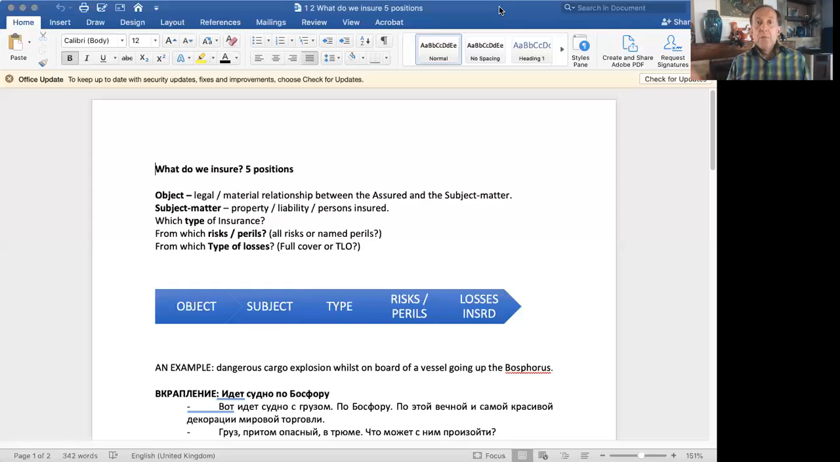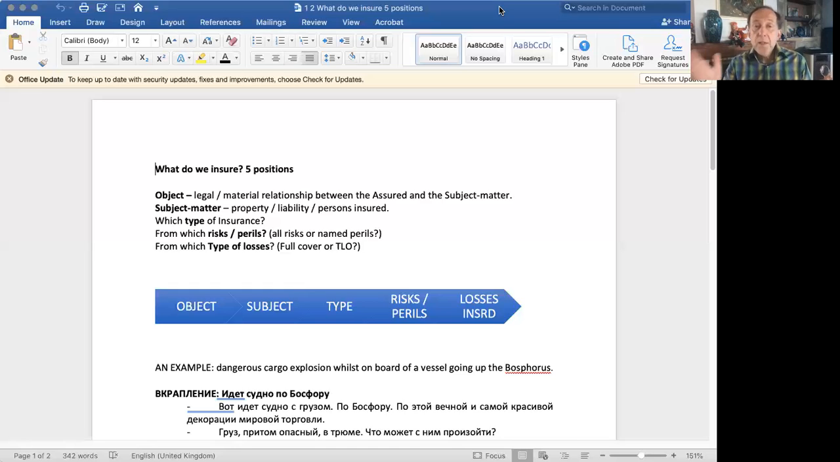Let's try to look at a particular example. Let's say that we have a ship which is carrying quite dangerous cargo in barrels, some chemicals. And of course, this cargo is owned by a person. At this particular point of the sea voyage, cargo may be owned by the shipper, by some intermediary, a seller, and then finally by the receiver. So we have A, the insured. B, he actually owns the cargo, and this is the insurable interest, what we call the object of insurance. Subject matter insured is cargo itself.